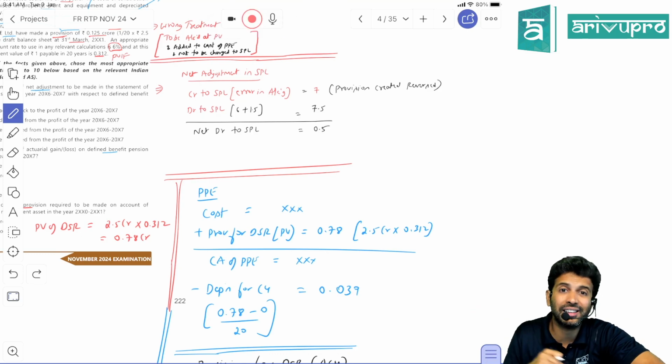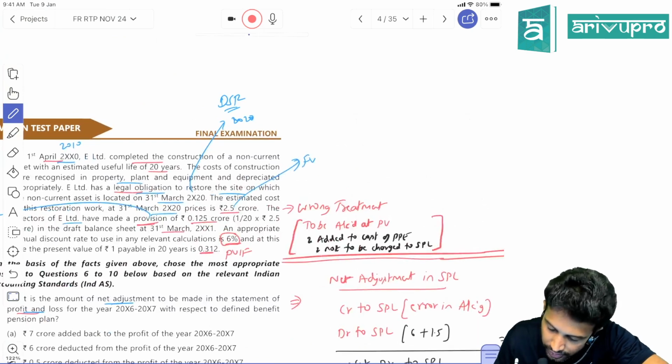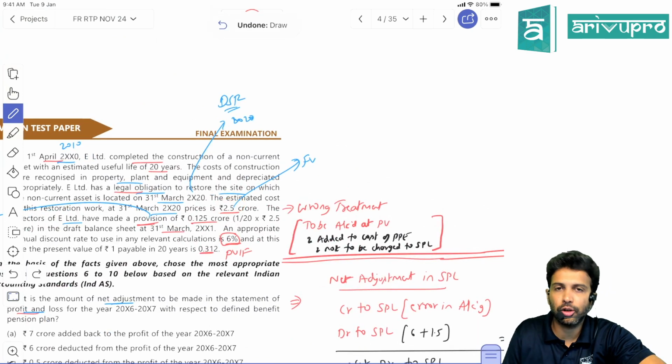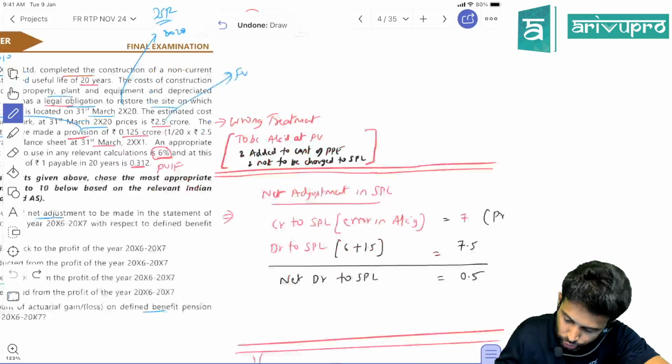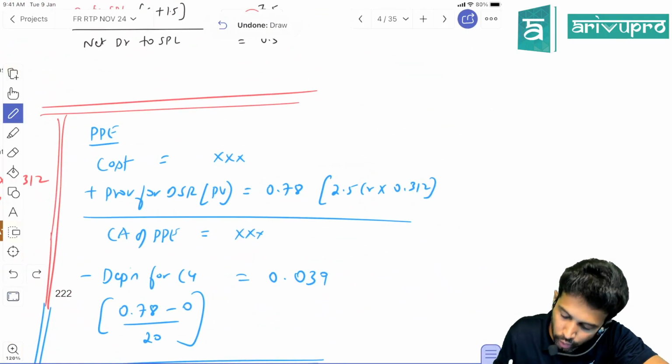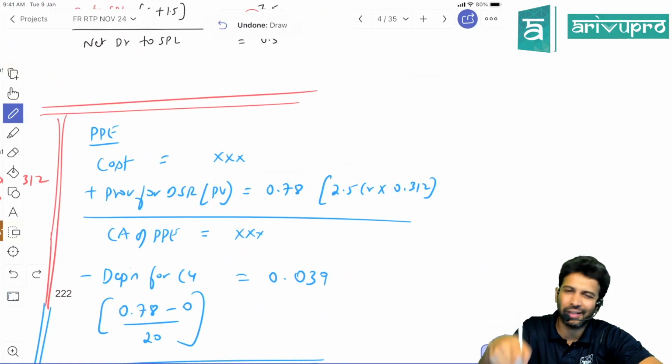But addition should be made at the present value. What is the provision for DSR? Future value is 2.5 crore. PVIF is 0.312. So 2.5 crores into 0.312 if you do, you'll get 0.78 crores. That is the present value, which you will capitalize.